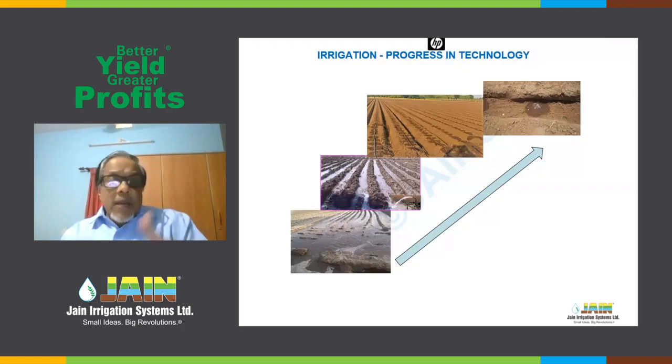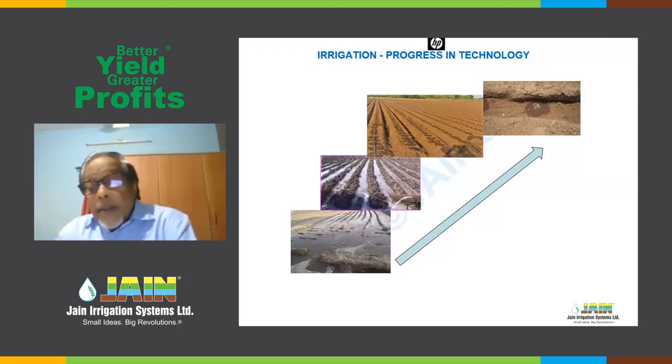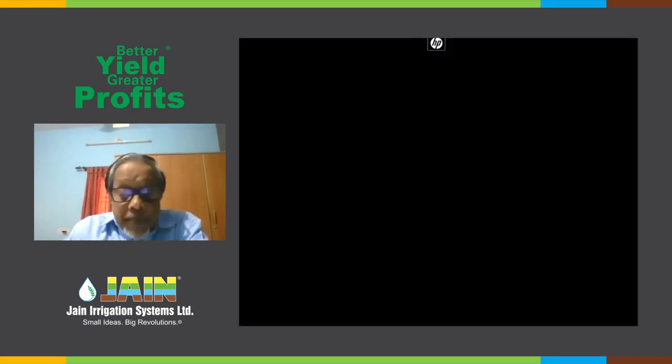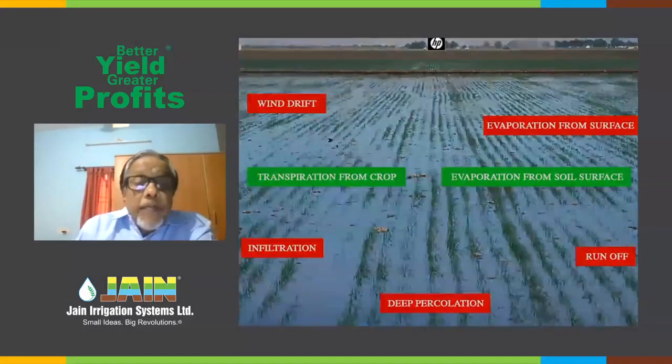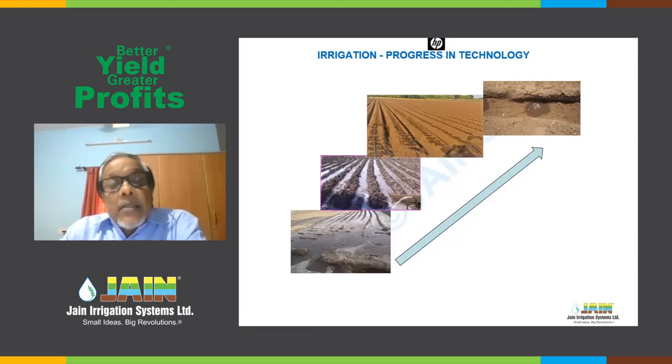Now the technology of laser leveling has come, and that seems to have improved the water application rates, the water flow rates and the water distribution in the field. Laser leveling itself is not a technology for irrigation. It just levels the land at a certain predetermined gradient, and that gradient helps the irrigation water to flow. That's it.